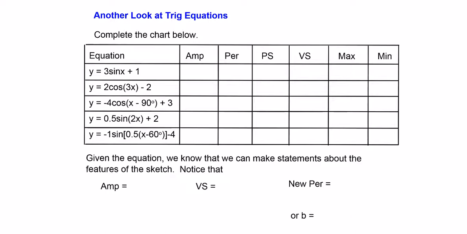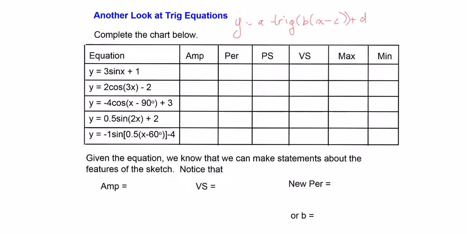Just identify, remember, all equations look like this: y is equal to A, trig function, B, x minus C, plus the D value, where A is the amplitude, B has something to do with the stretch and compression of the period, and C represents the phase shift left and right, and D represents the up and down motion of our graph.